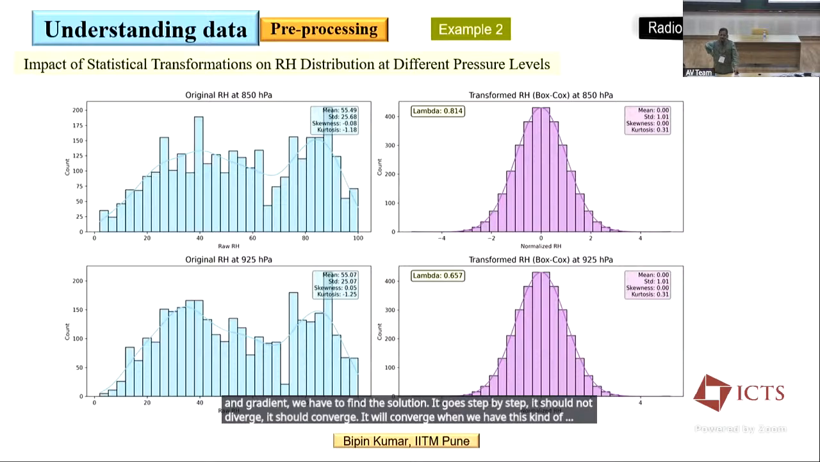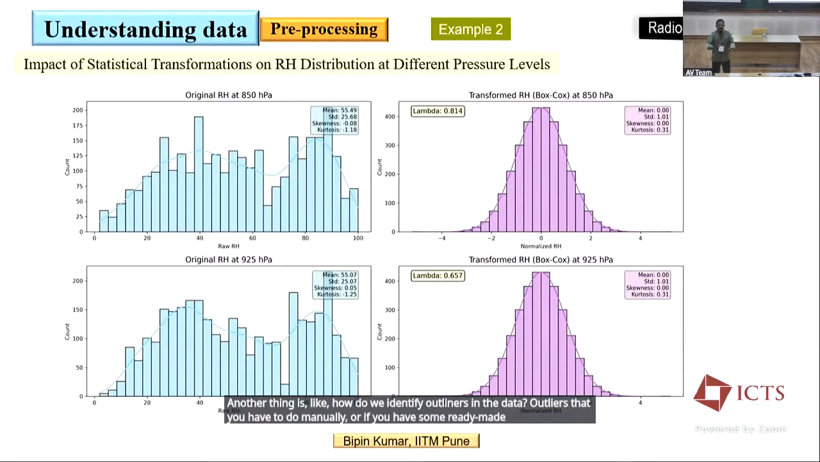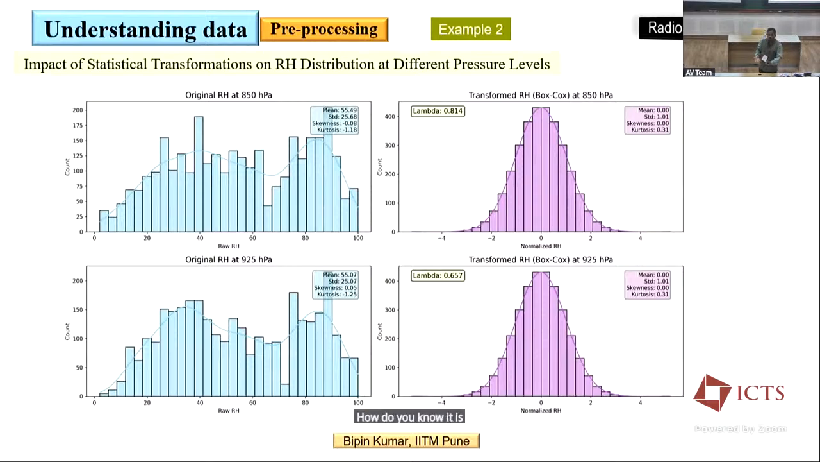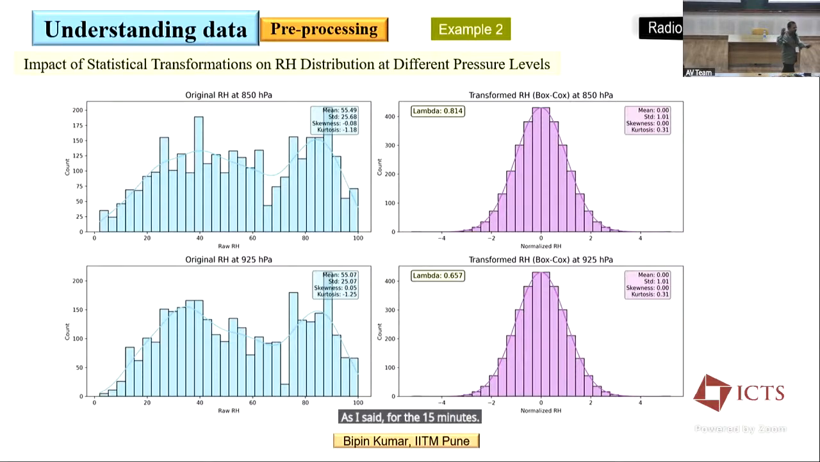Another thing is how do we identify outliers in the data. For outliers, you have to do it manually, or if you have some ready-made software, you can find them. And also, as I said, in the case of radar data, how do you know whether it is an outlier or not? Then you need domain knowledge as well. As I said, in 15 minutes, can you get 1000 millimeters of rain? No. So there is an outlier. You have to remove it.